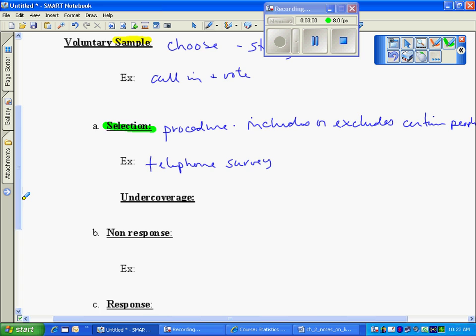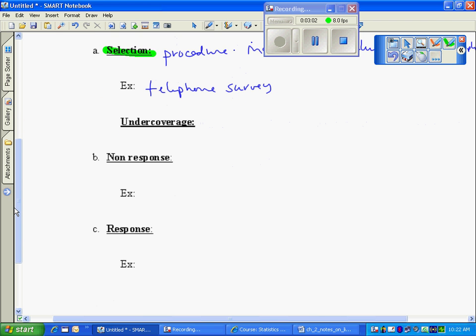When you use a telephone survey or anything on the telephone, you're also having a type of selection bias called undercoverage bias, and that is because of unlisted numbers. I mean, right now a lot of people are using cell phones and their numbers are not listed. Maybe they have no phone, so you've left those people out. They had no option of even being in your survey. So that's called undercoverage. You didn't cover everyone.